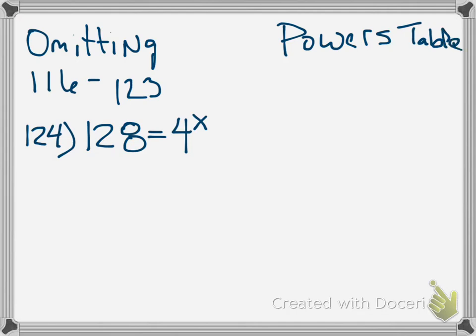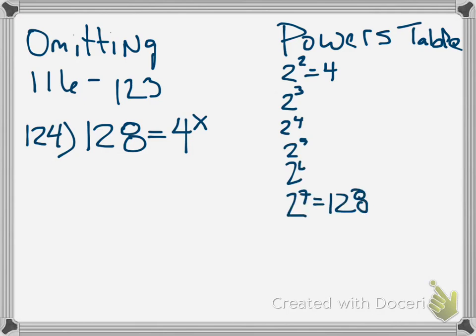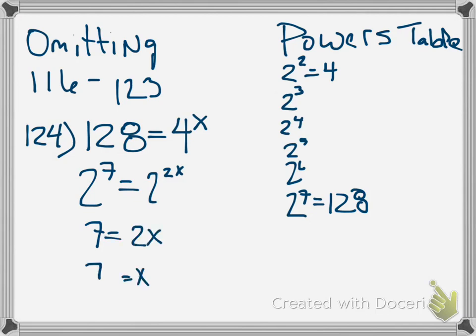So like you could see here that 2 squared is 4, 2 cubed, 2 to the 4th, 2 to the 5th, 2 to the 6th, 2 to the 7th is 128. So that means I can put here 2 to the 7th instead of 128, and 2 squared times x. And so that would mean I can drop the bases and say 7 is equal to 2x. So then x must be equal to 7 halves. And there you go.